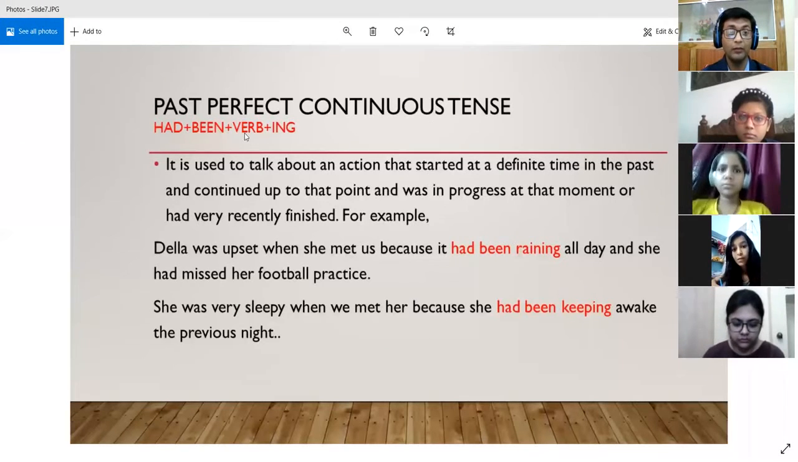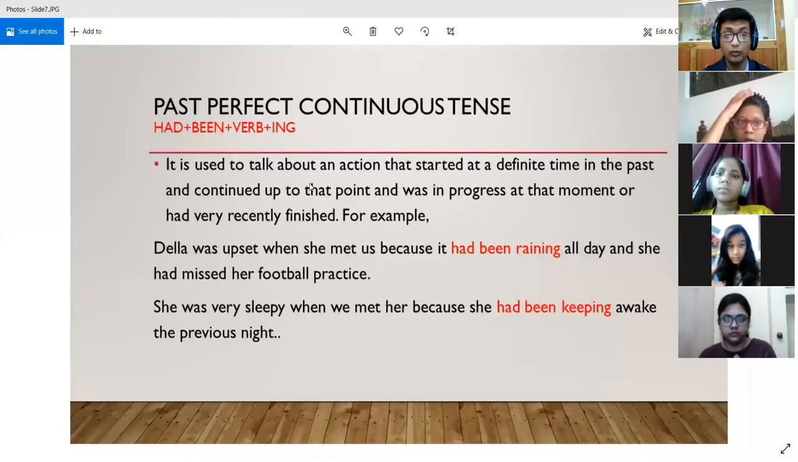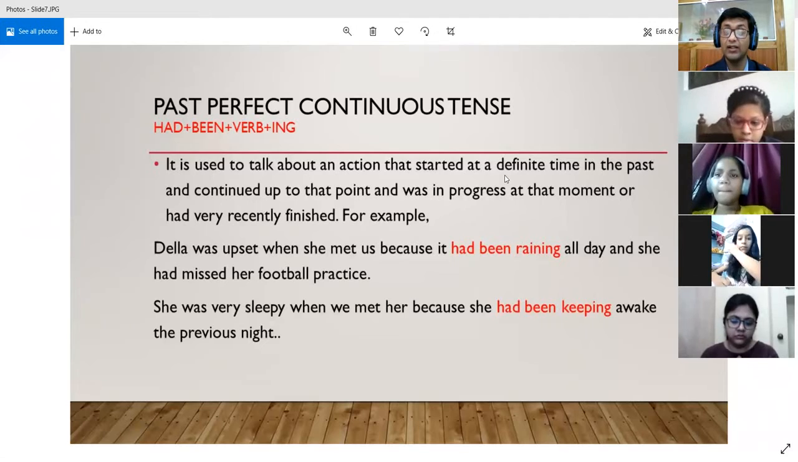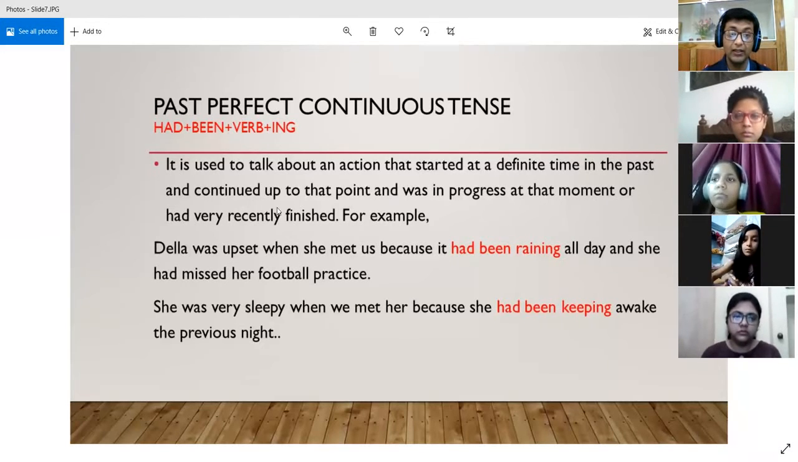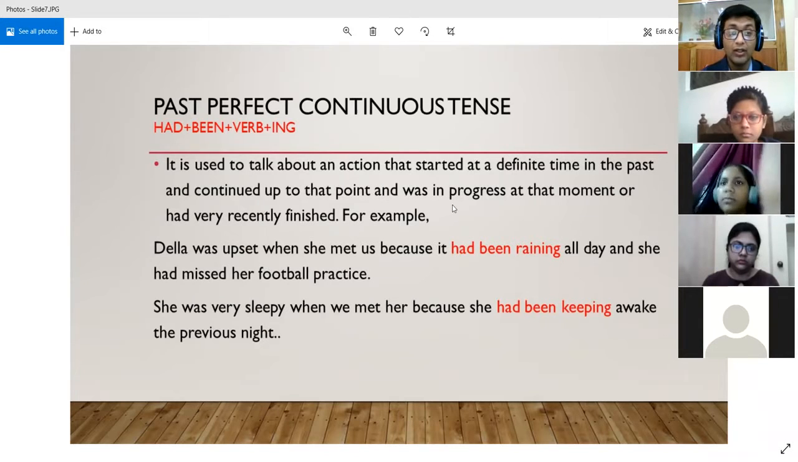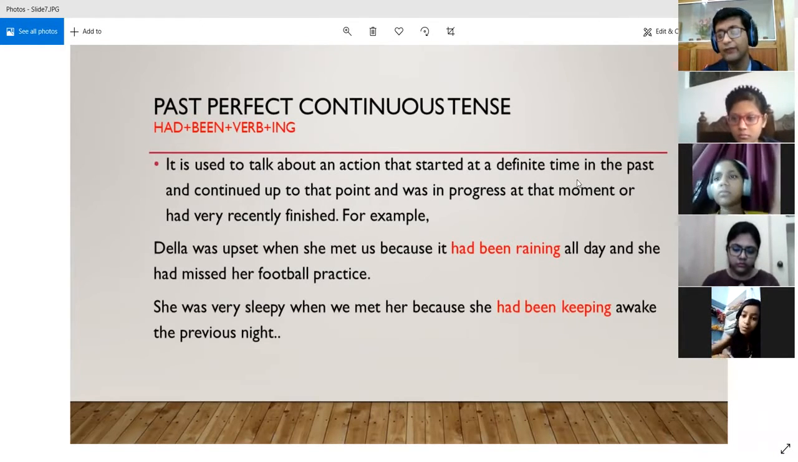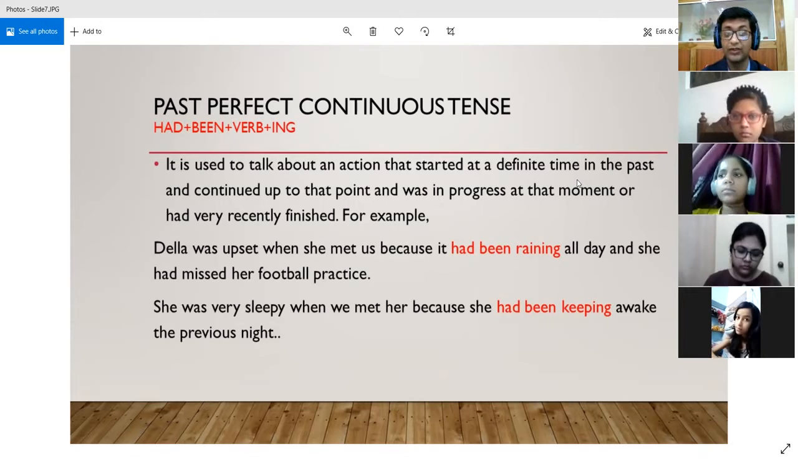The form it takes is had plus been plus verb with ing attached. It is used to talk about an action that started at a definite time in the past and continued up to that point and was in progress at that moment, or had very recently finished. So now you see that in the past perfect continuous, they are saying that an action started first of all at a definite time in the past. So this is the first thing, and then it continued up to that point.